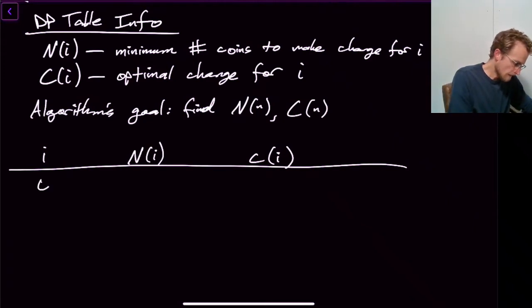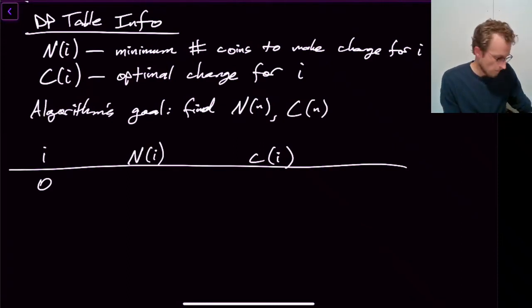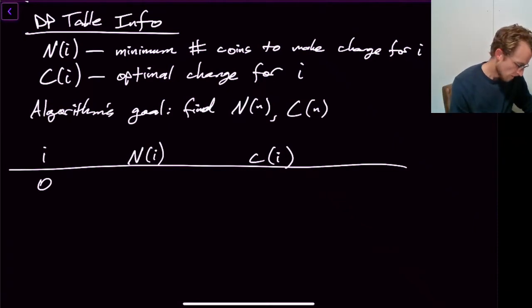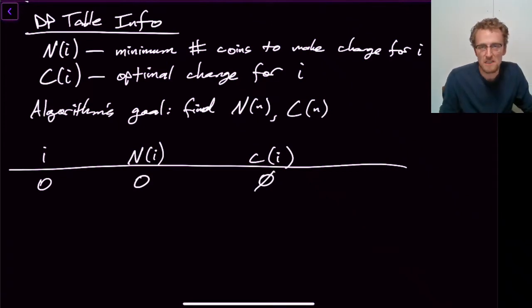So if i is 0, then by definition I'm asking what's optimal change for 0. The answer is there's no change. There's no money, so it doesn't take any coins to do that. The optimal number of coins is 0, and the optimal set of coins is the empty set. Nothing interesting has happened here.